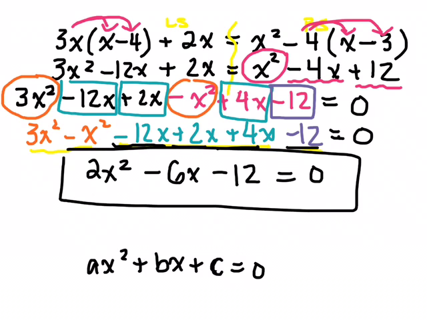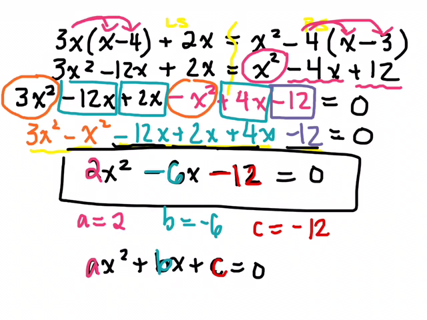So what is A? A is equal to 2. A is equal to 2. What is B equal to? Good. B is equal to negative 6. And C is equal to? C is negative 12. Good. So now plug in your values into the quadratic formula and find the x-intercepts.